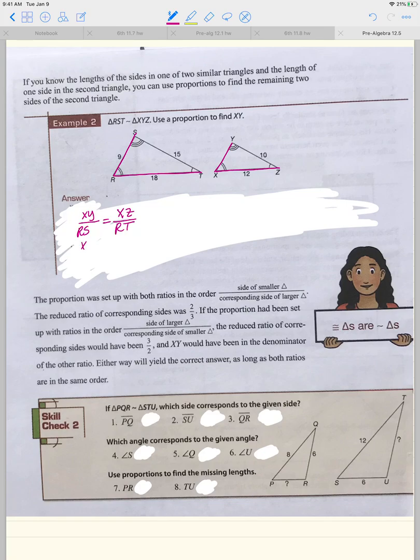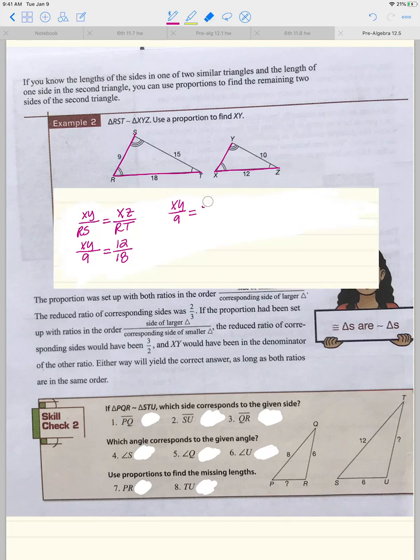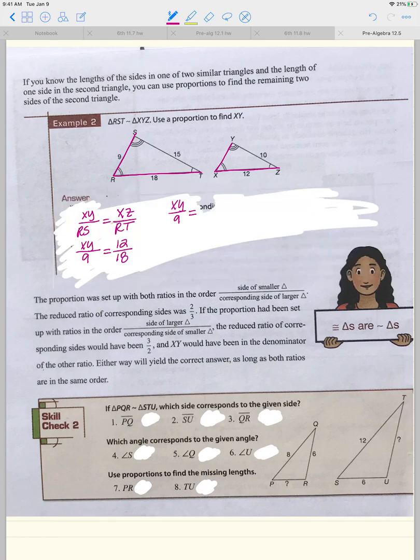Now we can plug in what we know. XY is what we don't know. RS is 9. XZ is 12. And RT is 18. Our book went ahead and simplified 12 over 18 to make this a little simpler. XY over 9 is equal to 12 over 18. Both of those are divisible by 6. So XY over 9 is equal to 2 over 3.